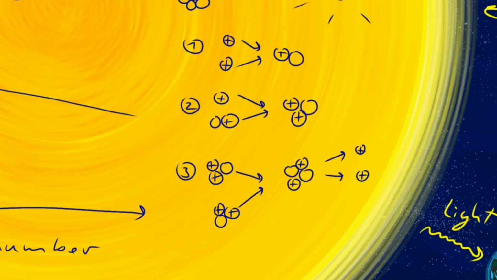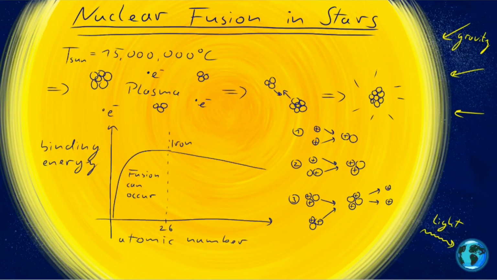Isotopes are nuclei of a certain element with a different number of neutrons than usual. For example, deuterium is a heavy isotope of hydrogen, as it has one more neutron than a typical hydrogen nucleus, which has none.